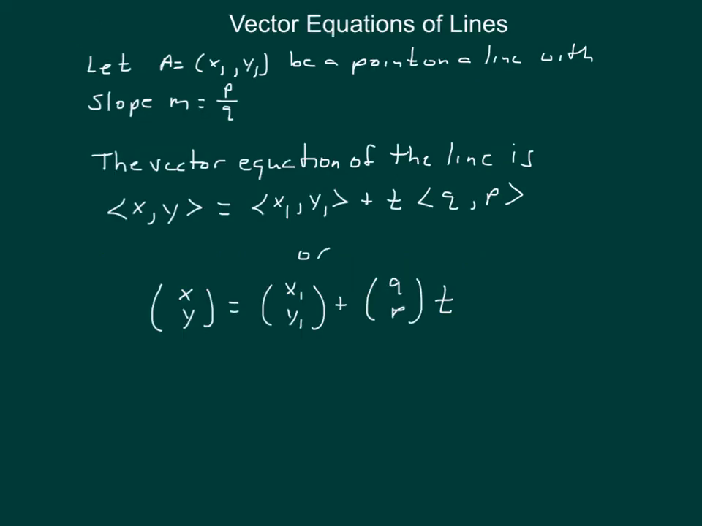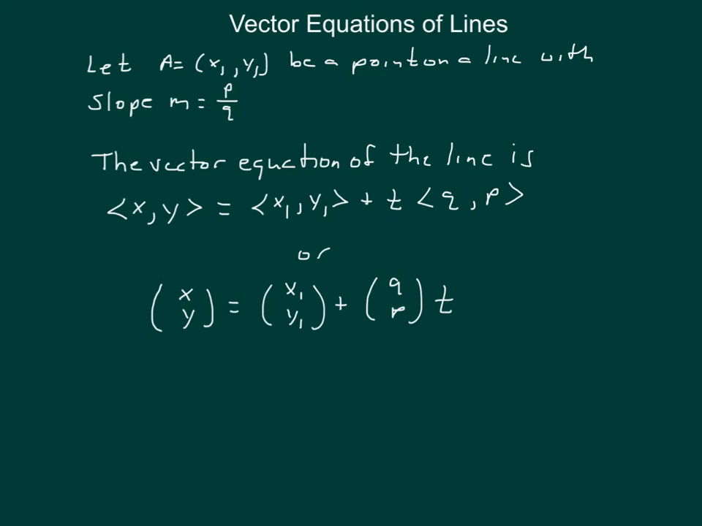Now let's deal with vector equations of a line. First we're going to look at lines on a plane, the way we usually look at lines. We're going to let A be a point on the line, and A is the point (x1, y1), and the slope of this line is going to be p over q. It's important to remember that when we deal with vectors, the first component is the horizontal component, the second component is the vertical component. And so when you look at slope, slope is rise over run. Well, the run is the horizontal component, and the rise is the vertical component.